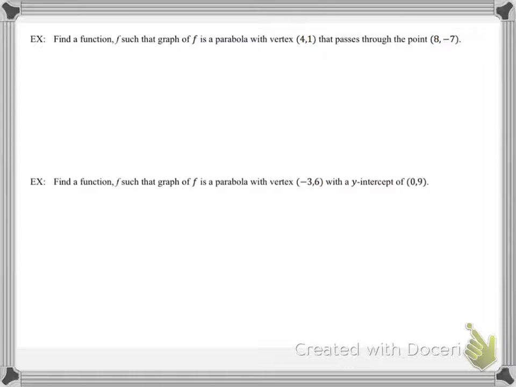Okay, now we're going to go the other way. So we just used the function to find some characteristics of it. Now we're going to start with characteristics of a function and write an equation for it. So here it says find a function f such that the graph is a parabola. So as soon as I see parabola, I know this is a quadratic.